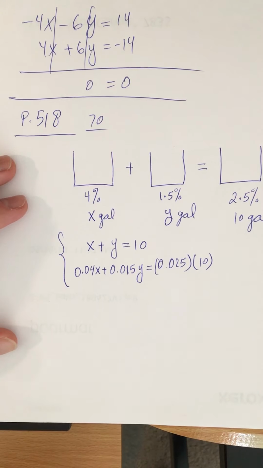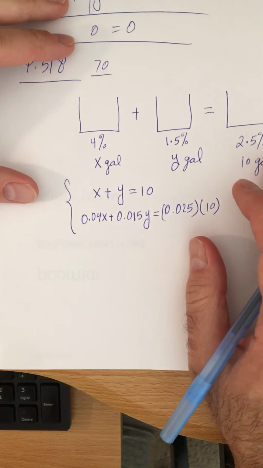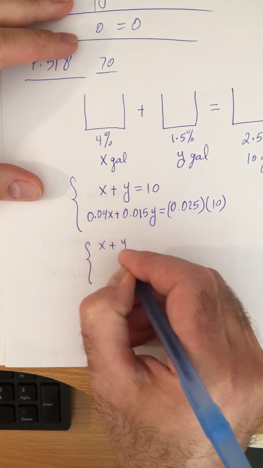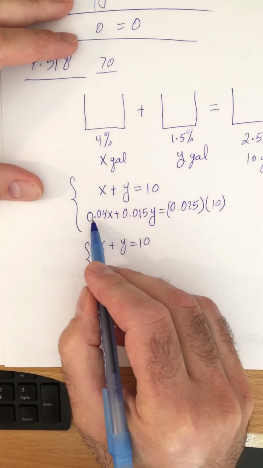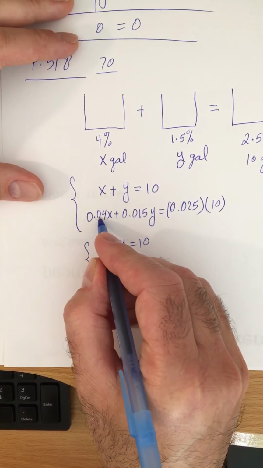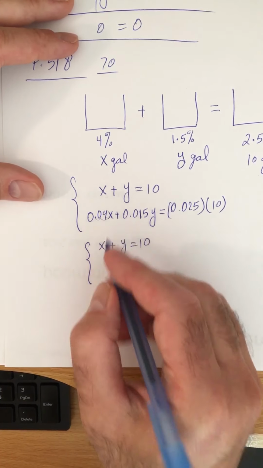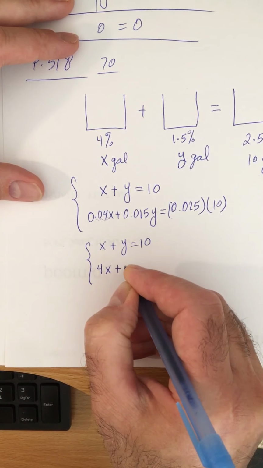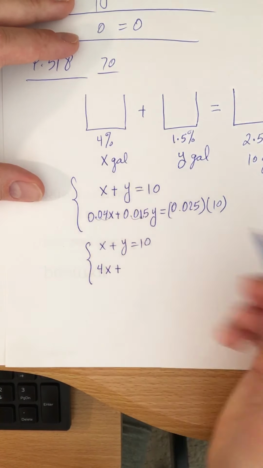Now I want to simplify it a little bit. I don't like working with decimals that much, so let me rewrite it again. So x plus y equals 10. Can I multiply everything by 100? So if I multiply this by 100, the decimal place moves to the right 2 spaces. So that's 4x plus 1.5y.